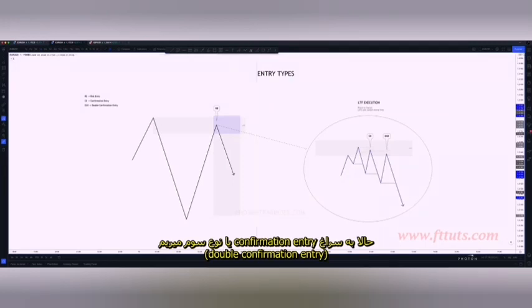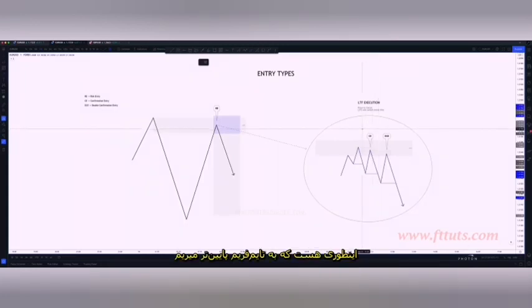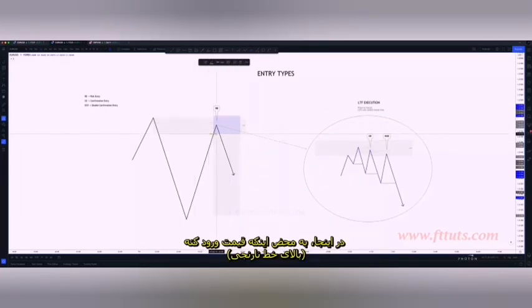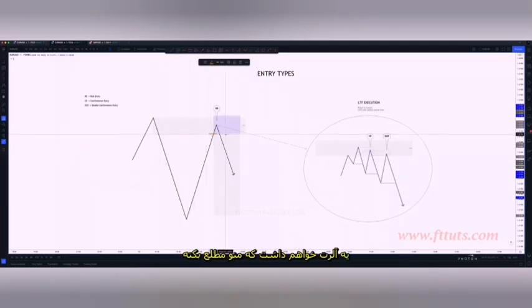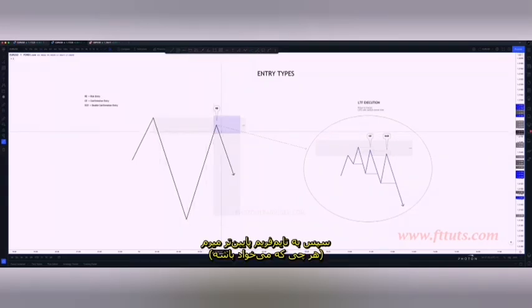Now a confirmation entry or a double confirmation entry is essentially where you drop down to a lower time frame once price enters your higher time frame POI. In this case, the minute that price gets to here, where this orange line is, the very edge of our higher time frame zone, I would have an alert ping off. I would then drop down to my lower time frame, my execution time frame, whatever that may be.